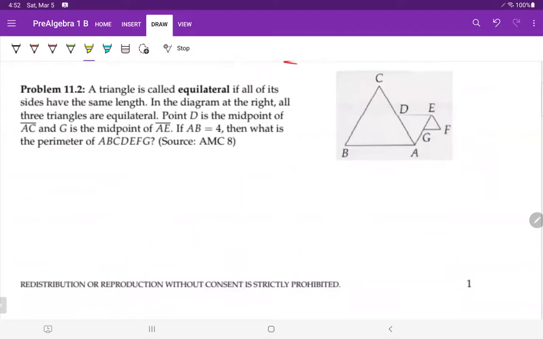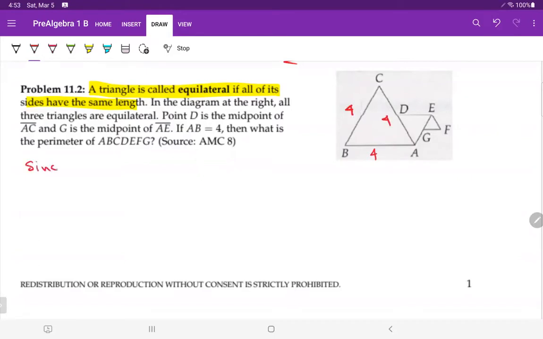A triangle is called equilateral if all of its sides have the same length. This is important. This is one type of triangle. We call it equilateral if all sides are equal. In this diagram, all 3 triangles are equilateral. Point D is the midpoint of AC. G is the midpoint of AE. If AB is 4, so this is 4, because this is equilateral, BC is 4, AC is 4.